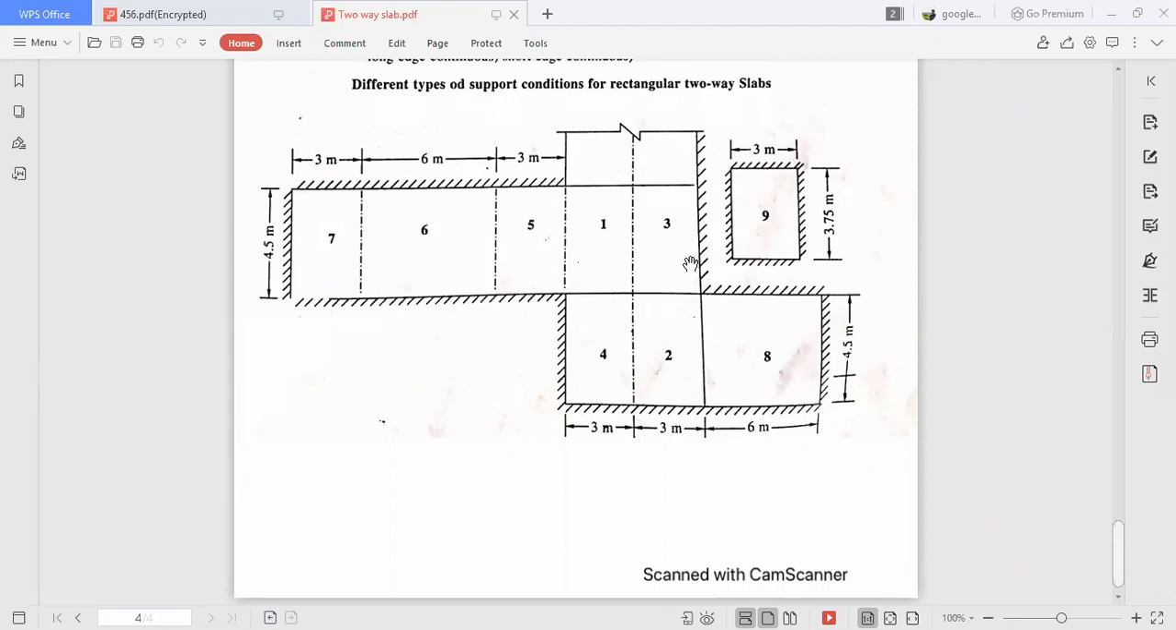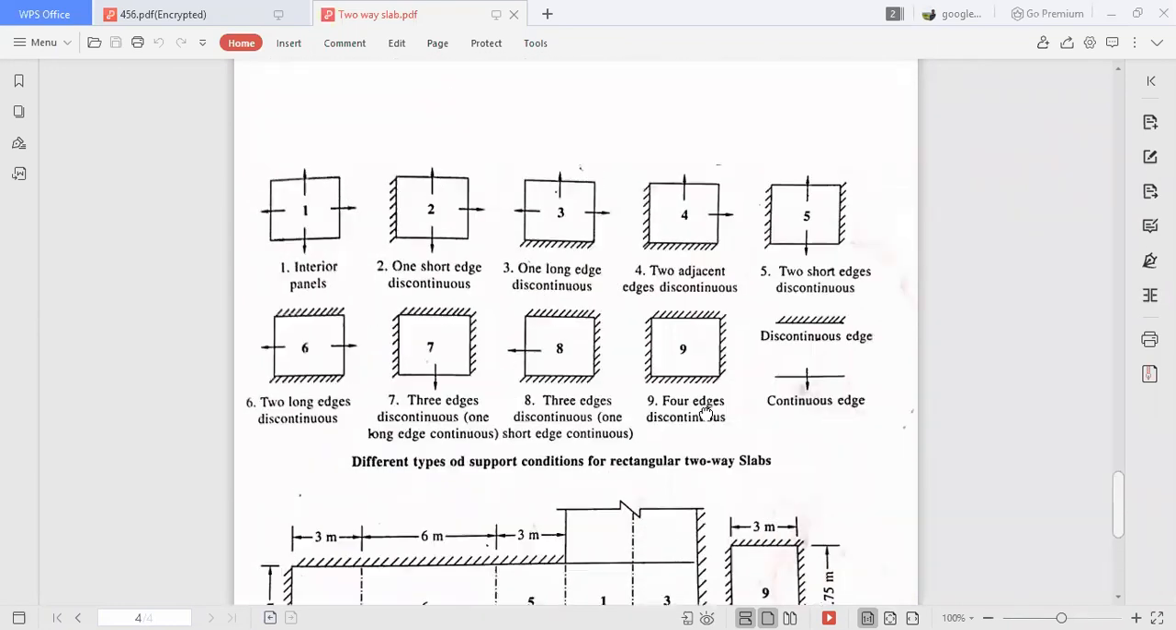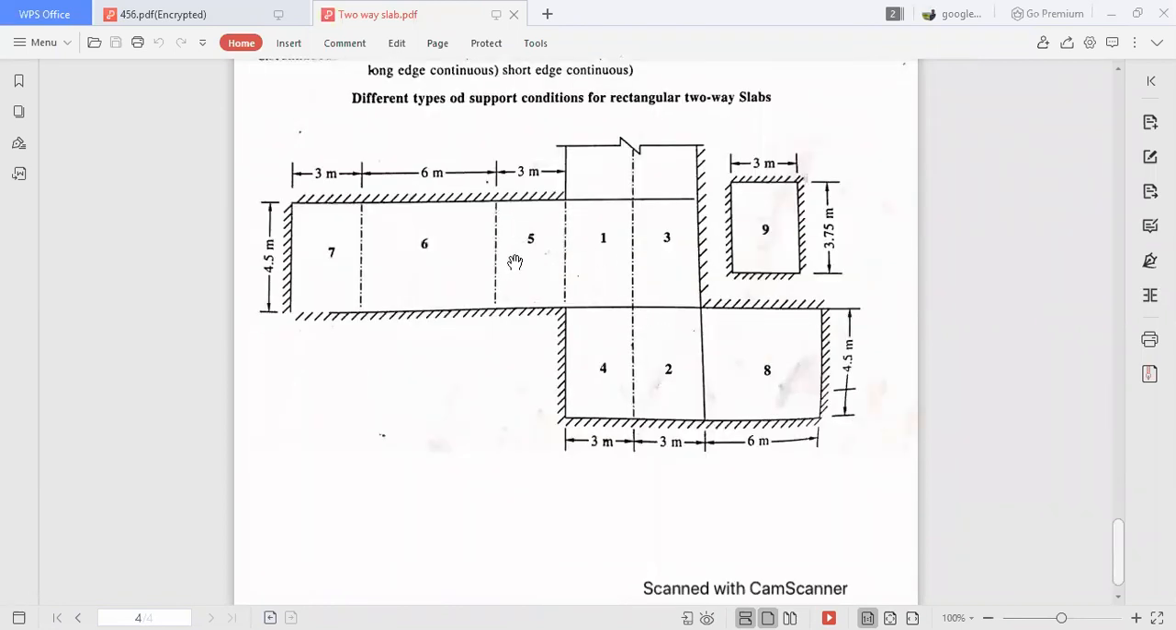Okay, then fifth one, two short edges discontinuous. Out of 4 edges, two opposite short edges will be discontinuous. See this fifth one. These two are short edges and these two are long edges. So 2 are discontinuous. This is one case.